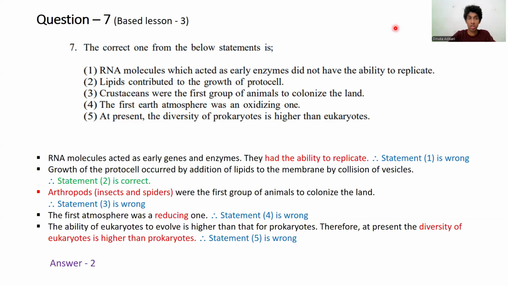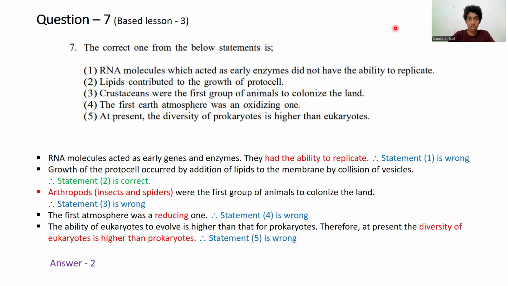Question number 7. It is based on the third lesson. The correct one from the below statements is... 1. RNA molecules which acted as early enzymes did not have the ability to replicate. No. RNA molecules acted as early genes and enzymes, but they had the ability to replicate. Therefore, statement 1 is wrong. 2. Lipids contributed to the growth of protocell. That's correct. Growth of the protocell occurred by addition of lipids to the membrane by collision of vesicles. Therefore, lipids contributed to the growth of the protocell.